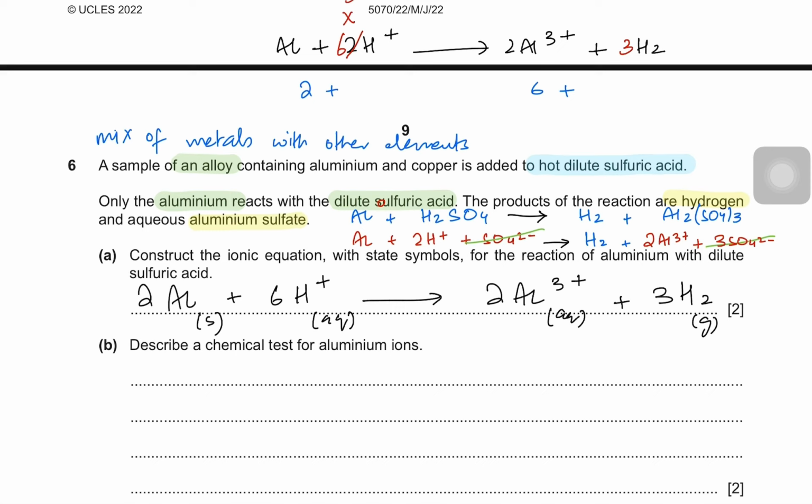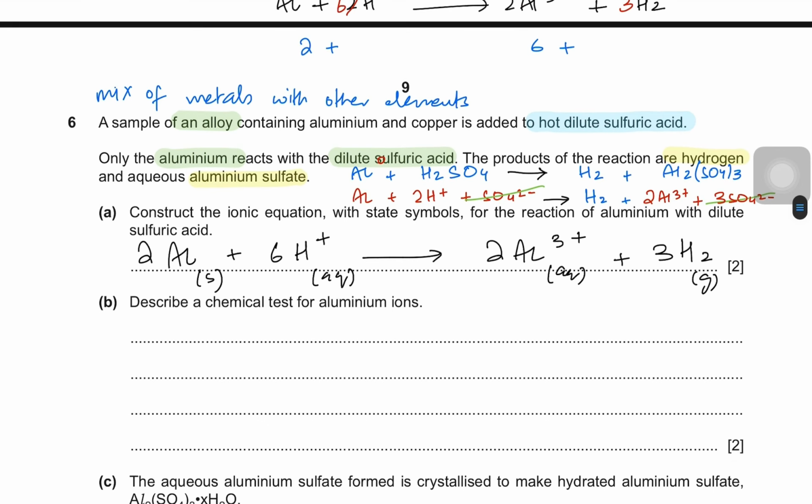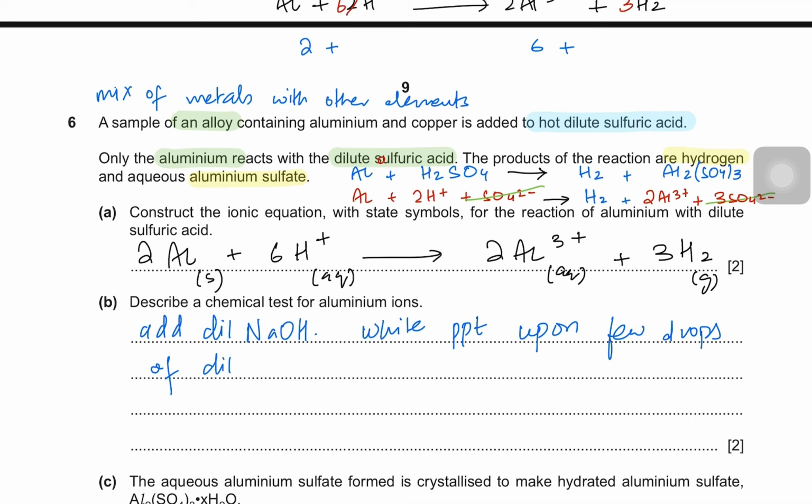Describe a chemical test for aluminium ions. So we talk about sodium hydroxide and then aqueous ammonia. When you add dilute sodium hydroxide, what do we see? We see white precipitate is made, and the white precipitate dissolves in excess. But for aqueous ammonia, it will not. So white precipitate upon a few drops of dilute sodium hydroxide but dissolves upon excess.